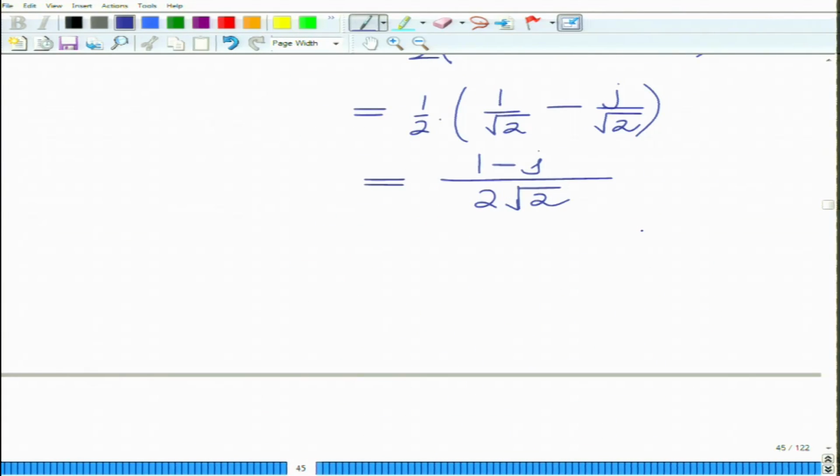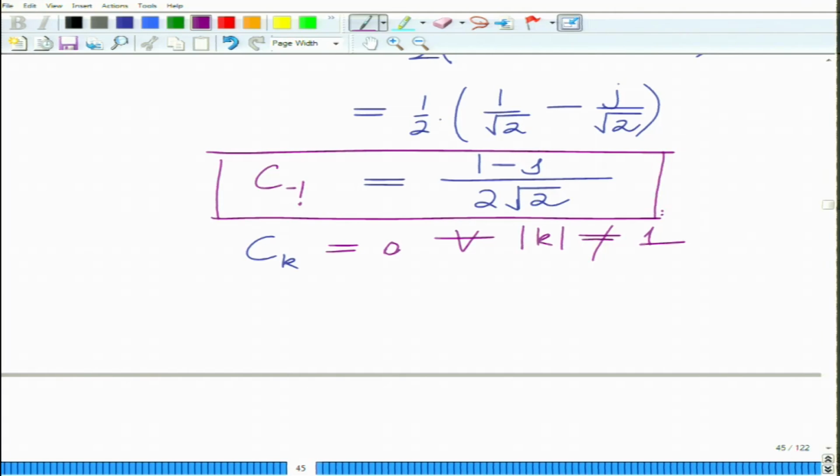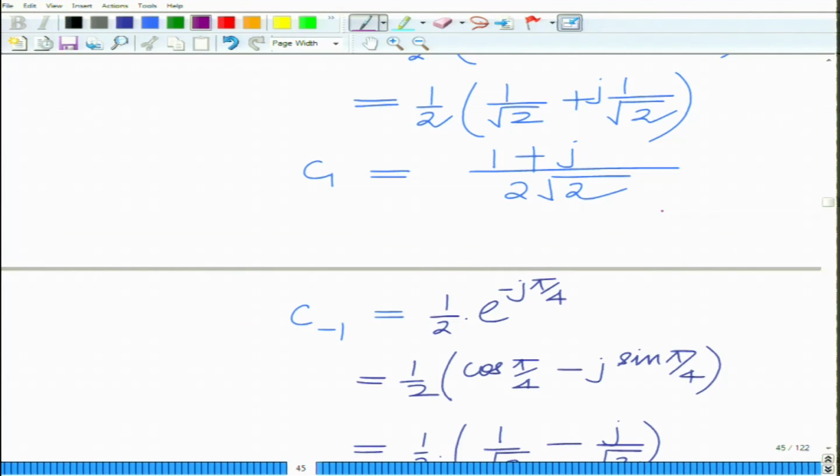So, Ck for any k not equal to either plus 1 or minus 1 is basically 0. Okay. So all the coefficients, the rest of the Ck, are equal to 0 for all mod k not equal to 1, that is, for k not equal to plus 1 or minus 1. Okay. So that is the complex exponential Fourier series and these are the coefficients. This is the coefficient C minus 1 in the complex exponential Fourier series and this is the coefficient C1 in the complex exponential Fourier series.